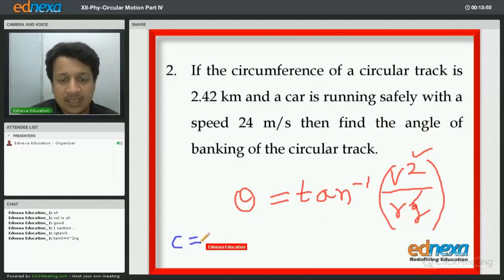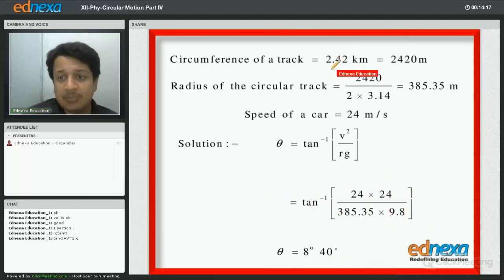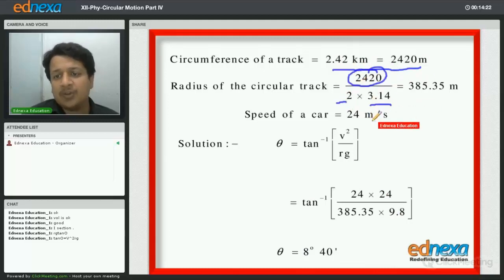What is the formula for circumference? Circumference C is equal to 2 pi R. Is it right? So obviously, R is equal to C upon 2 pi. Sorry, 2 pi, not R. So what is the value of C? 2.42 kilometer, which means 2420 meter. So put in 2420 divided by 2 into pi, 3.14. When you solve it, the answer is 385.35. This is the value of radius R.